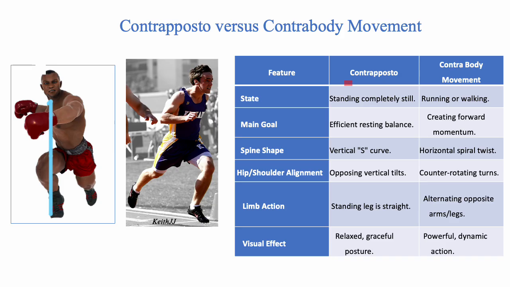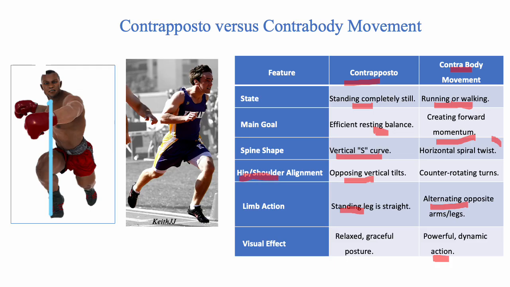This table distinguishes between contrapposto and contrabody movement. With contrapposto, the figure is standing still with resting balance, standing on a straight leg. In contrast, contrabody movement occurs with running or walking, and it creates forward momentum. So you see powerful action with the arms and legs alternating. With contrapposto, we get a vertical S-curve and opposing tilts of both the hips and the shoulders.